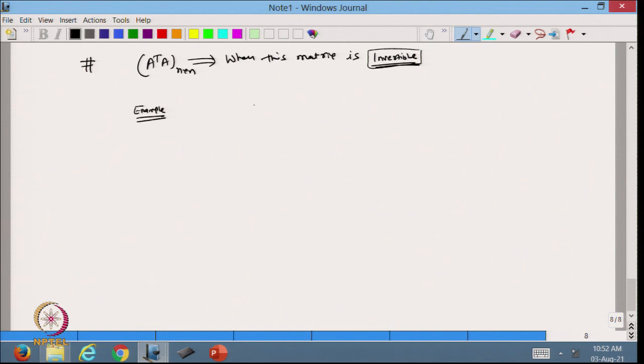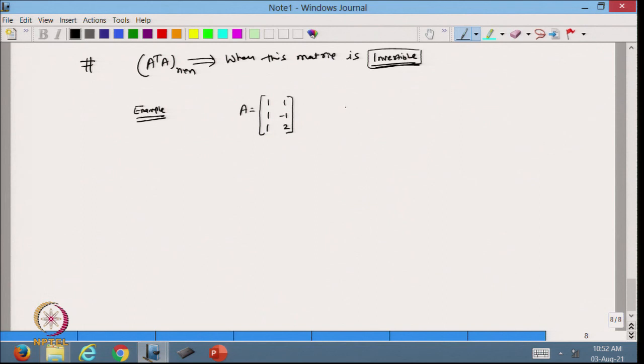Now, suppose I take a matrix A having 2 columns. Let us take the example: I take 1 1 1 and another is 1 minus 1 2. So, this matrix I have taken here. Now, if you see from here, then these vectors, the first column and the second column, are linearly independent to each other.